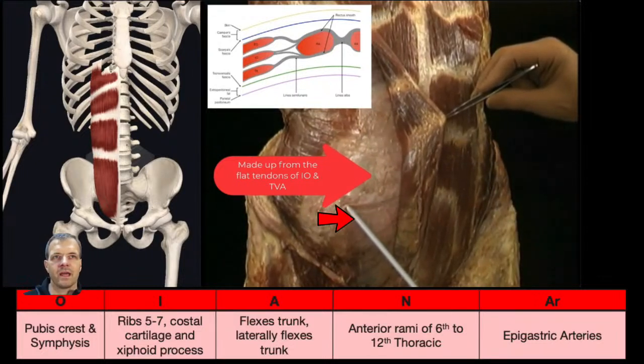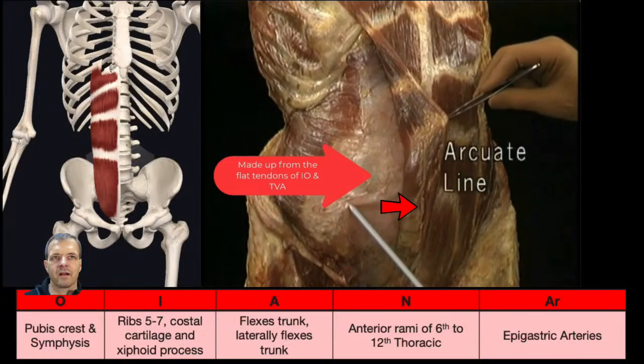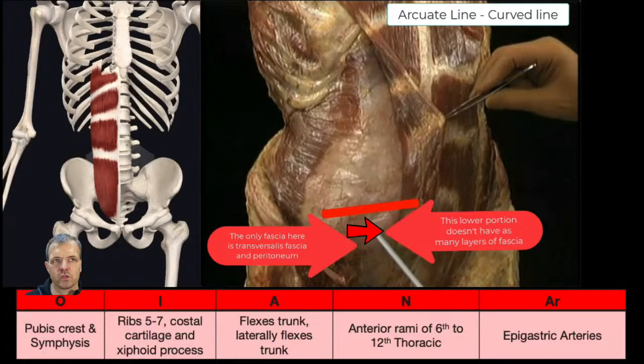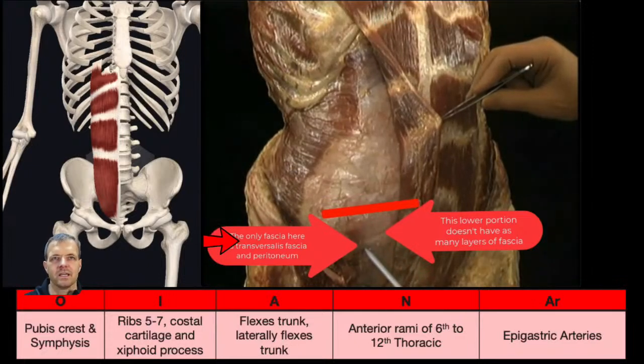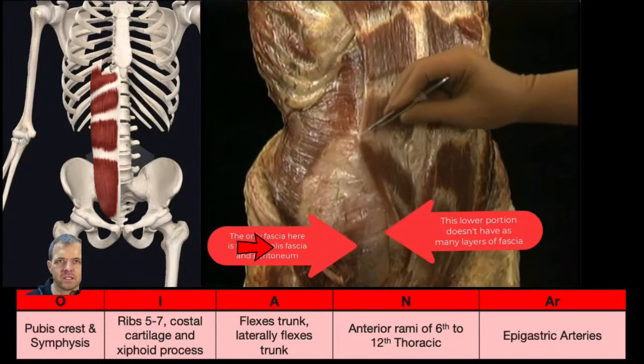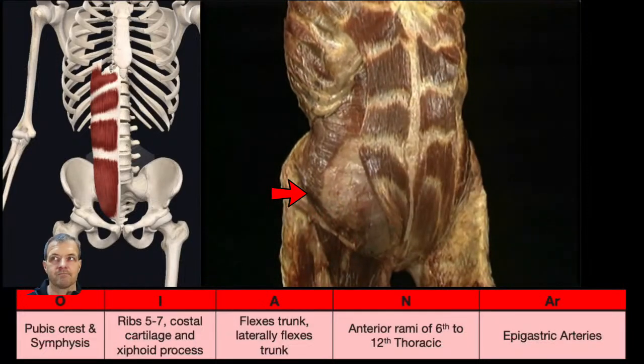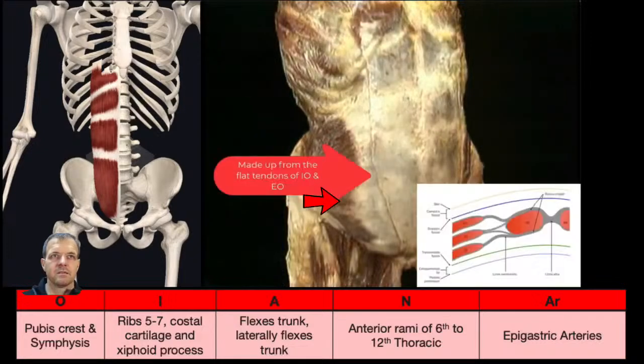Except for around that area there. There it is there, look. Okay, so there's the arcuate line. So this lower portion doesn't have as many layers of fascia. The only fascia is the transversalis and the peritoneum, which is the kind of lining of the viscera.